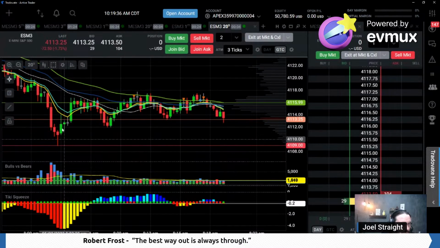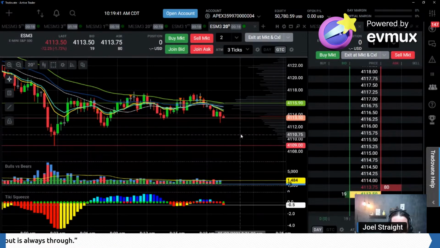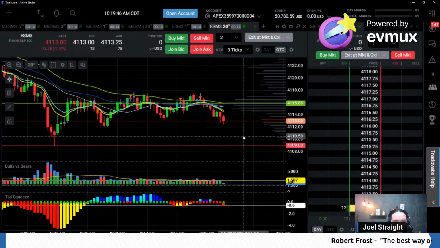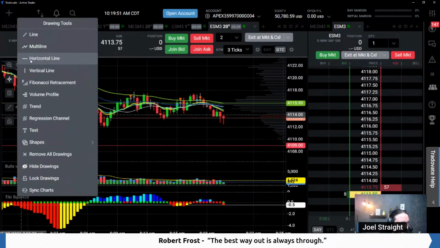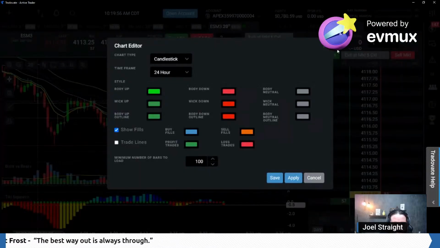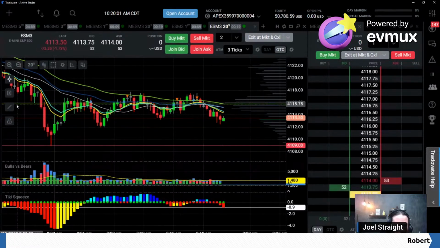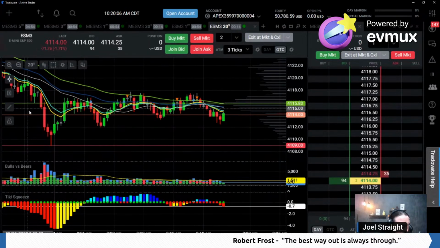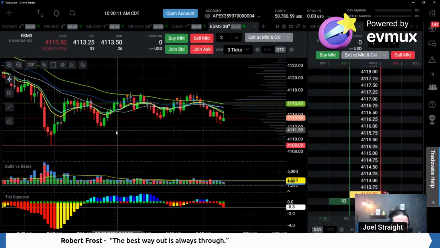Alright. We might get like a double bottom here. So we might get a push back down to like this area, like 4111, 4110 zone. This area here. So 4116 or so acting as resistance.